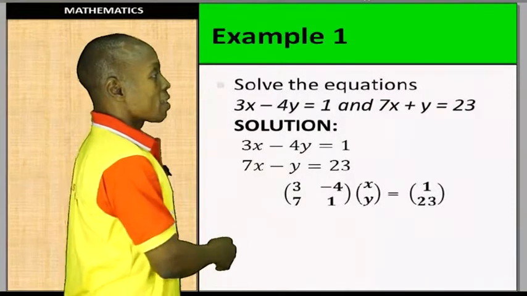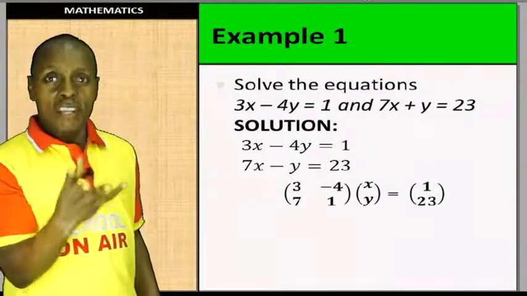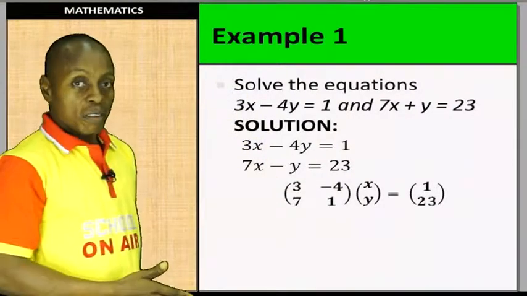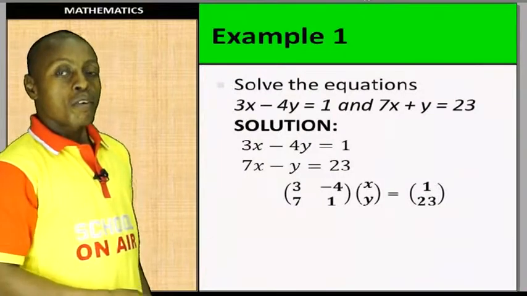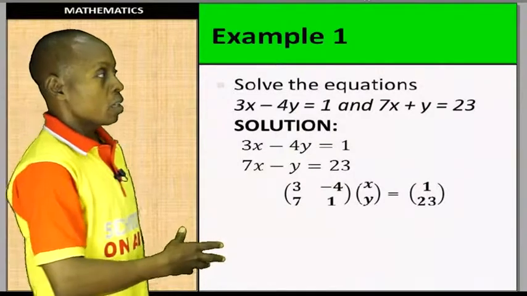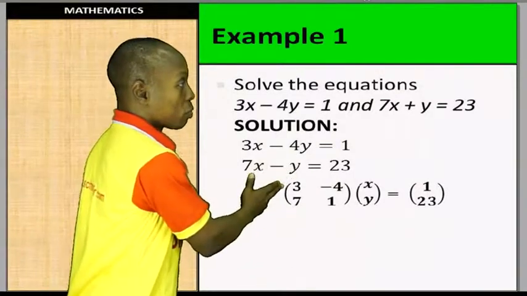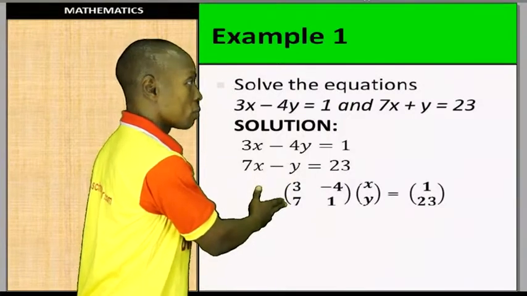When you look at the two equations, we look at the coefficients. You look at the coefficient of x for the two equations, then the coefficient of y for the two equations too. You write the coefficients out first. The coefficient of x in the first equation is 3, and in the second one, it is 7.